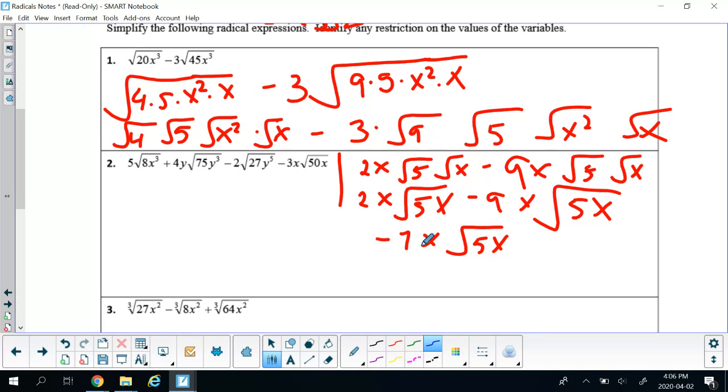Okay. So we are done with this question, but whenever you have a variable as a radicand, you always have to write your restriction. So if you see your restriction here, because the index is even, that is 2 here, you cannot have a negative radicand. Okay, so you cannot plug your x value as negative. So your restriction is your x should always be greater than or equal to 0.